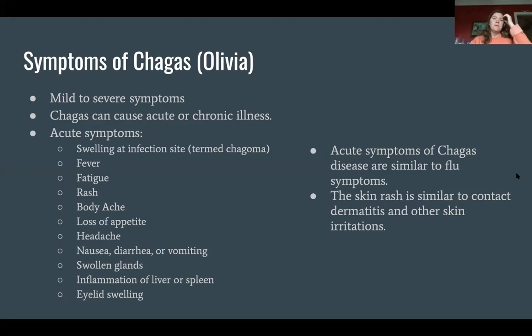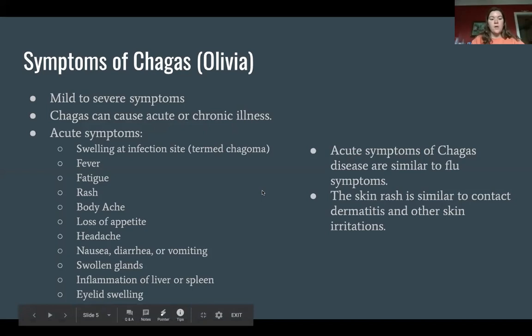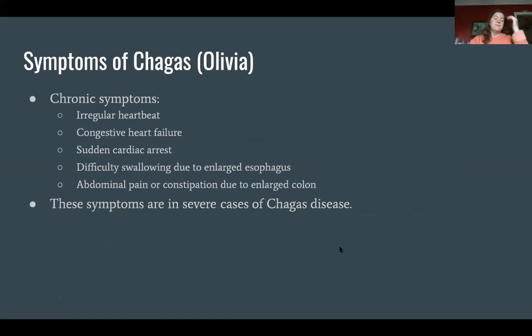To me, the acute symptoms were very similar to the flu because of the body aches, the fevers, the fatigue, and then the rash is similar to other rashes that you would get. Acute symptoms can go untreated, but if they go untreated for long enough and don't go away on their own, they can turn into chronic, and that is not good. Some chronic symptoms would be irregular heartbeat, congestive heart failure, sudden cardiac arrest, abdomen pain due to an enlarged colon, and an enlarged esophagus.